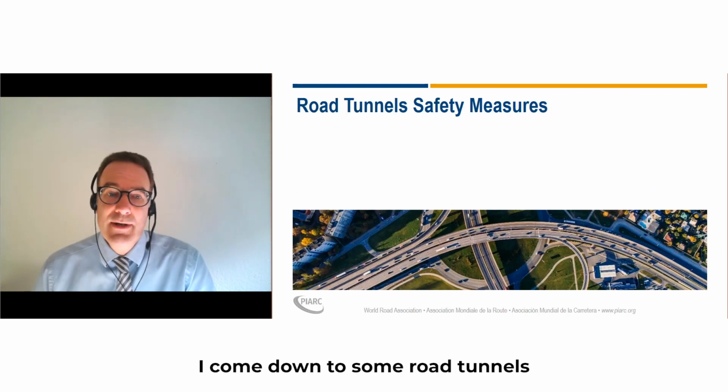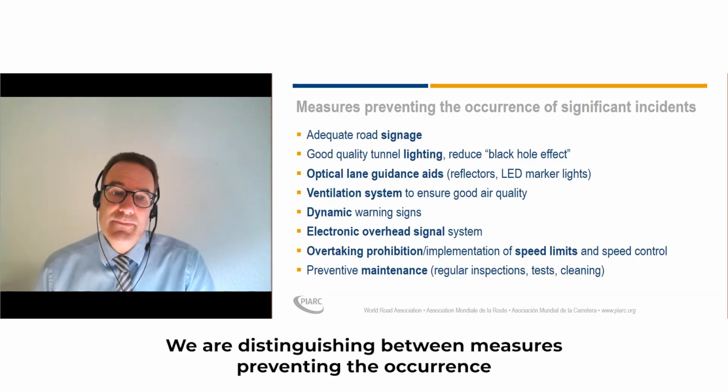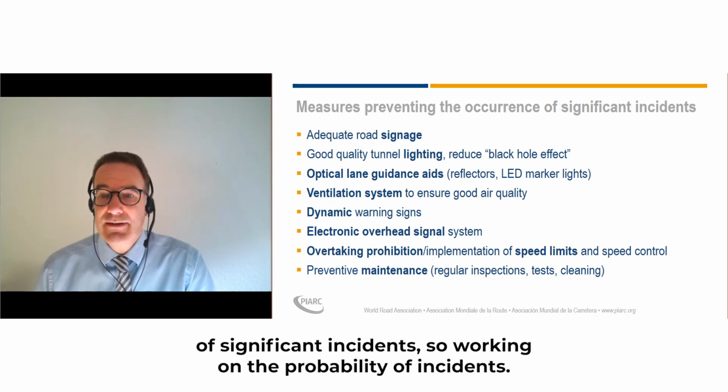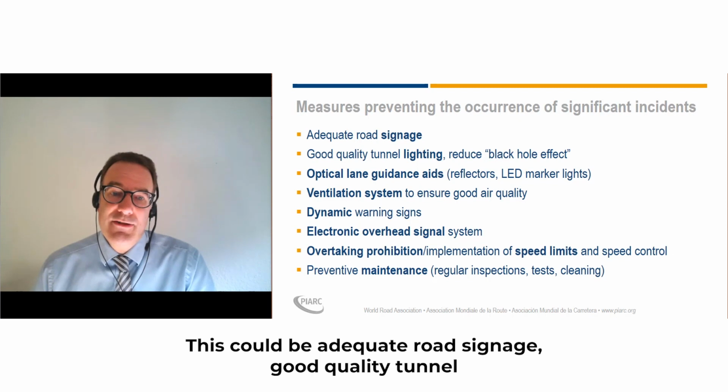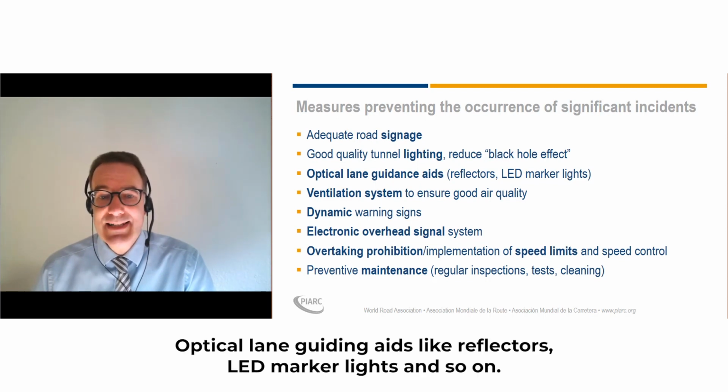I come now to some road tunnel safety measures. We are distinguishing between measures preventing the occurrence of significant incidents, so working on the probability of incidents. This could be adequate road signage, good quality tunnel lighting to reduce black hole effect for the drivers, optical lane guiding aids like reflectors, LED marker lights, and so on.